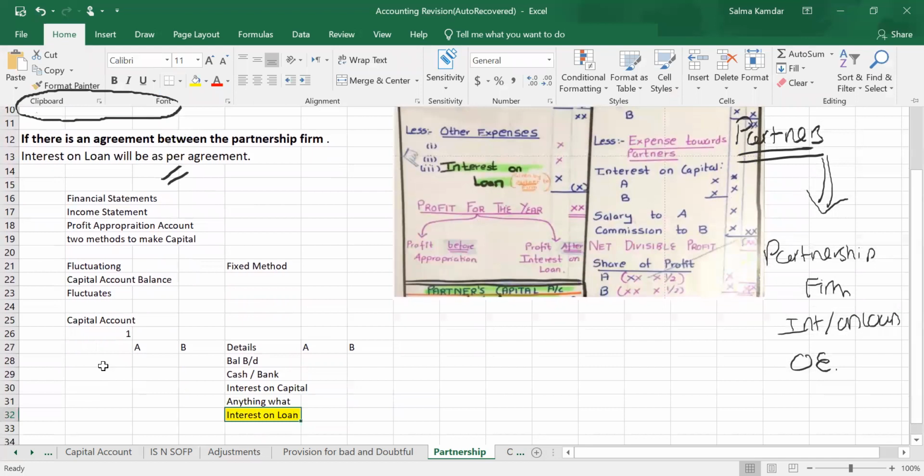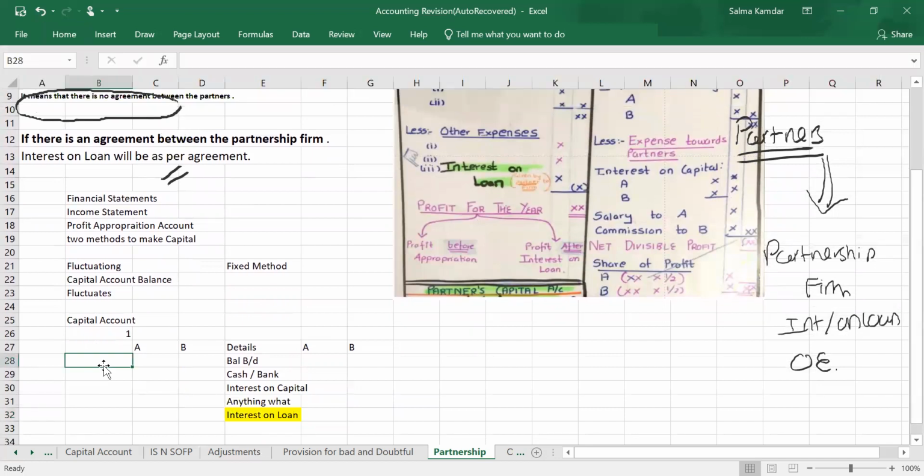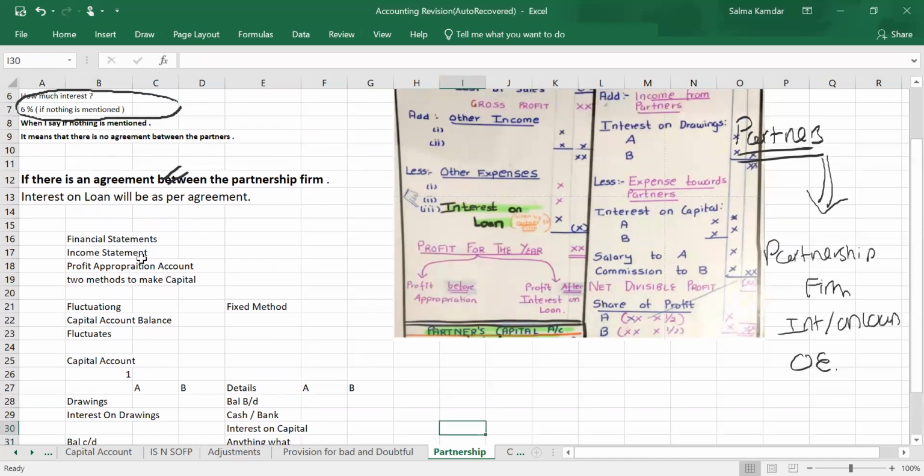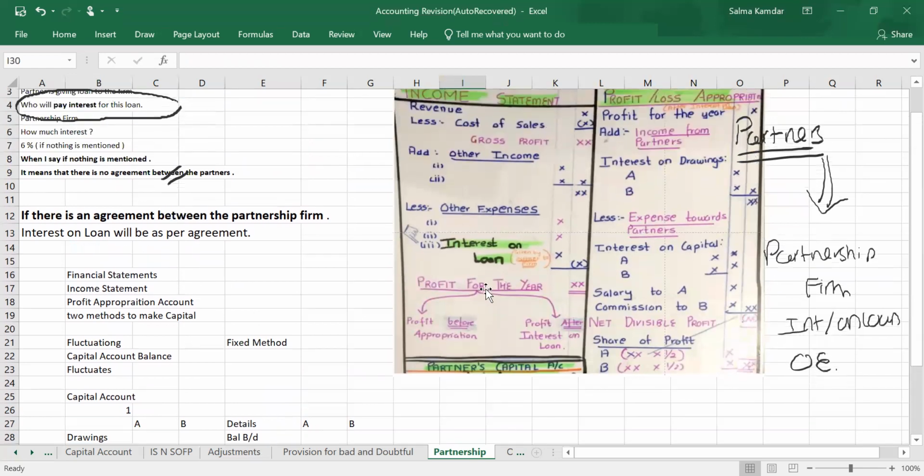On the debit side of the capital account, what do you have? You have drawings, you have interest on drawings. What else do you have? Like the closing balance of capital also on the credit side. And there would be loss, if there is loss.